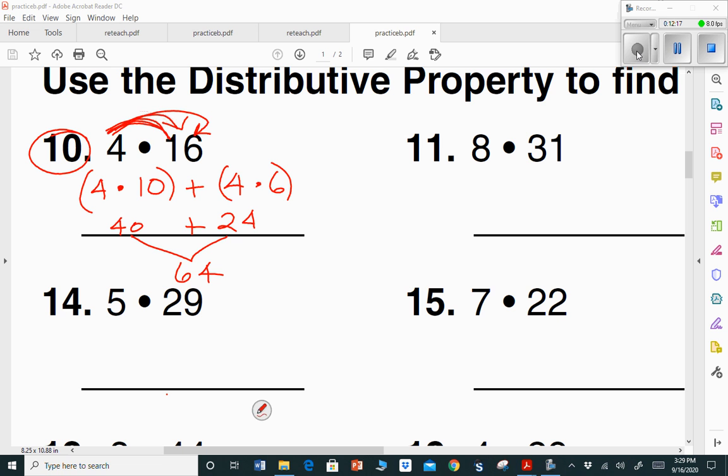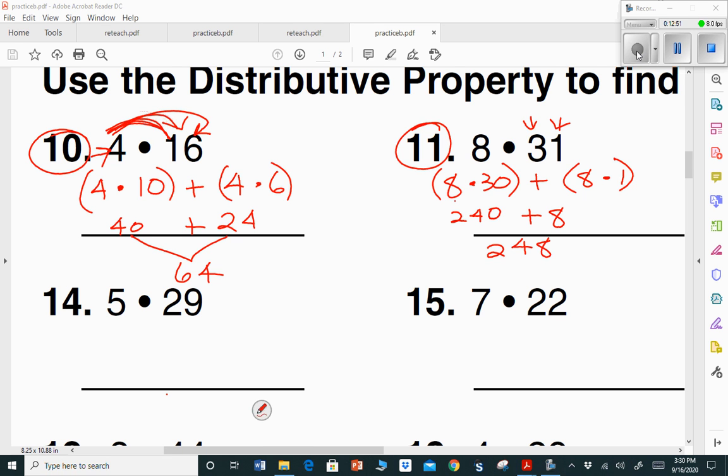Now, that may look like more work than just writing out 16 times 4 to you, but perhaps you can get to the point where you can do that problem in your head. Let's look over here. Again, we have a 1-digit number times a 2-digit number. So we're going to do 8 times 30, because that's what that 3 represents, plus 8 times 1. 8 times 3 is 24, so 8 times 30 is 240, plus 8 is 248. Okay, so that's how we use the distributive property to solve a problem that's 1 digit times 2 digits.